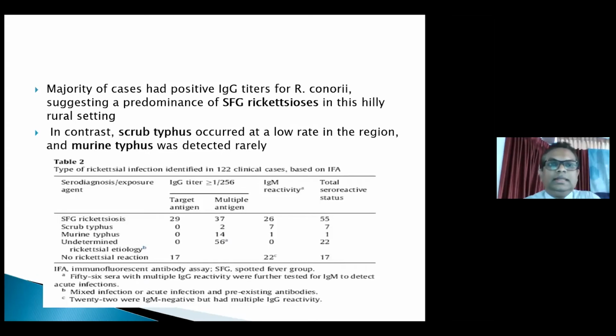Now, in this study, the majority of cases had positive IgM for rickettsial antigens, suggesting a predominance of spotted fever group rickettsioses in the rural setting. In contrast, scrub typhus occurred at a lower rate in the region and murine typhus was detected rarely. Again, this confirms the previous study. If you go through the number of cases, the majority was spotted fever group, then of course scrub typhus, and the lowest was murine typhus.